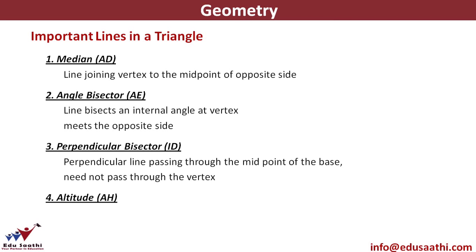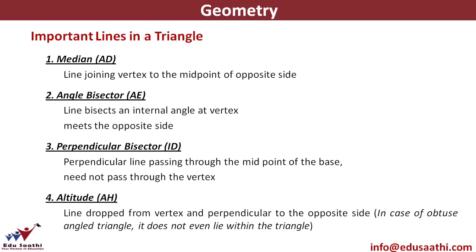The fourth one being altitude. Altitude is a line dropped from the vertex perpendicular to the base. It does not bisect the base. It is perpendicular to the base. It is not bisecting the vertex angle.